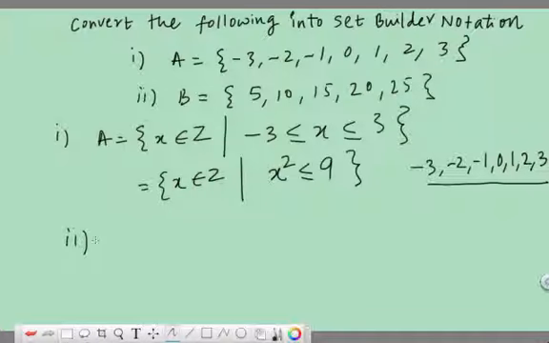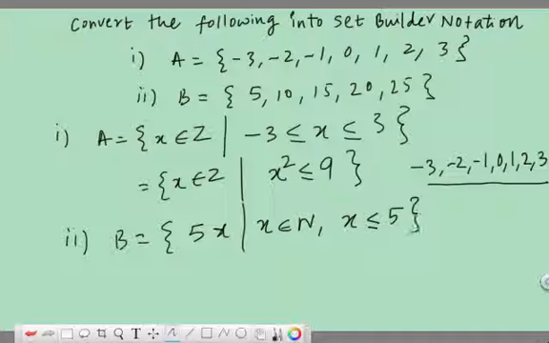Similarly, number 2, if you observe, these are all multiples of 5 until 25. This can be represented as 5x such that x belongs to N and x is less than or equal to 5. The elements that satisfy this condition are 1, 2, 3, 4, and 5, which multiplied by 5 would give us 5, 10, 15, 20, and 25, which is nothing but our set in the roster form as defined above.